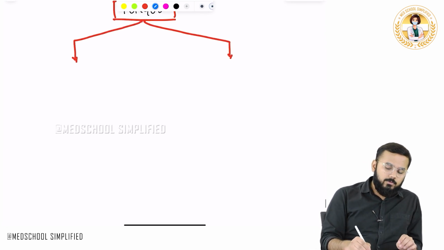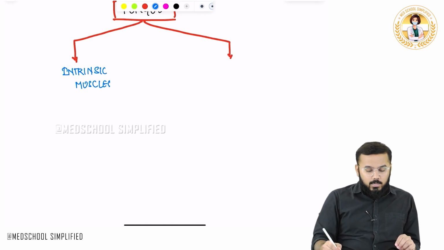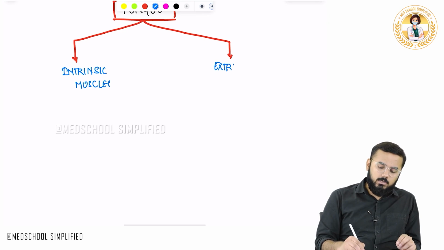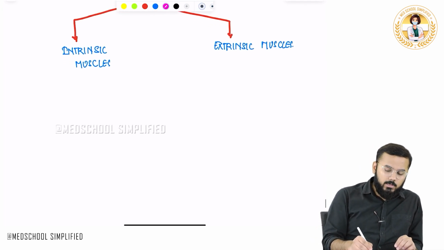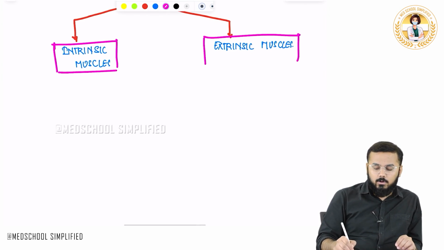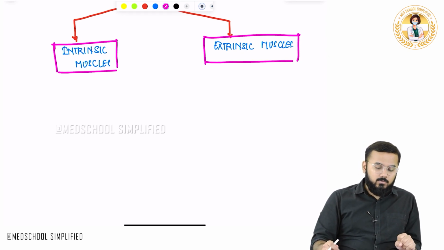What are these 2 groups? The first group is called the intrinsic muscles. What are intrinsic muscles? Intrinsic muscles are located within the tongue. Extrinsic muscles are located outside the tongue. The other group is called the extrinsic muscles. So there are 2 groups of muscles over here: the intrinsic muscles, and the next group, the extrinsic muscles. Now what do we mean by intrinsic as well as extrinsic muscles?